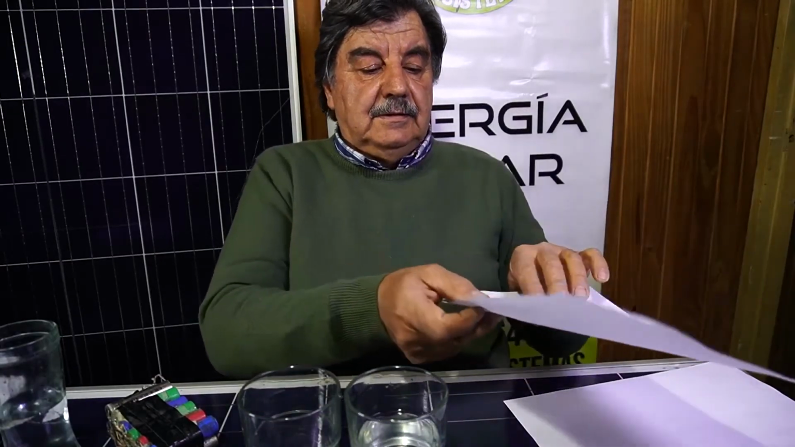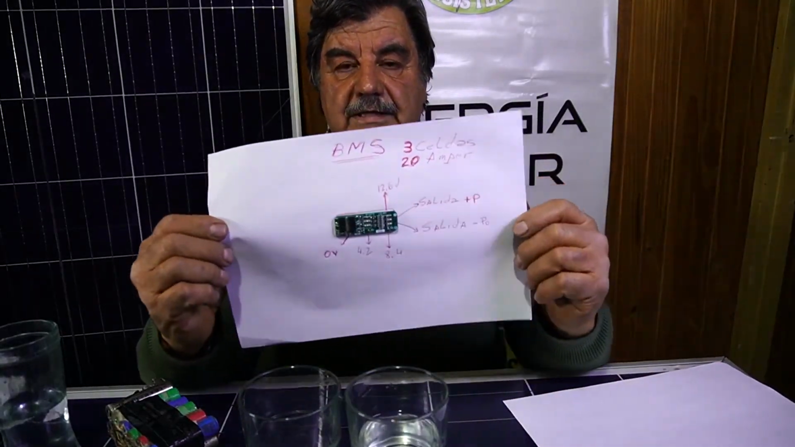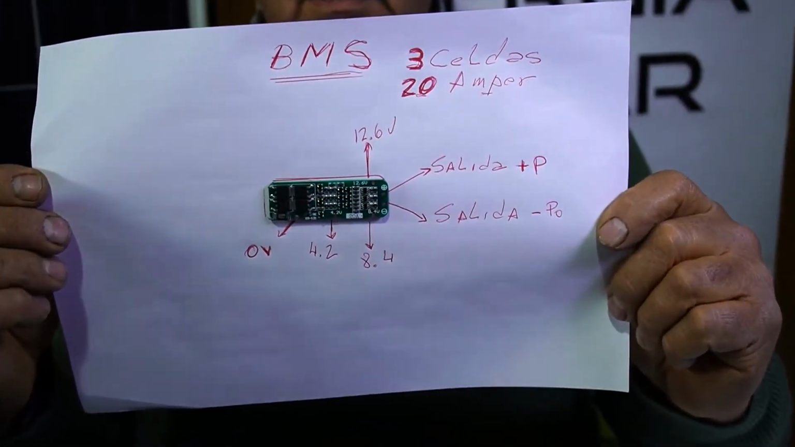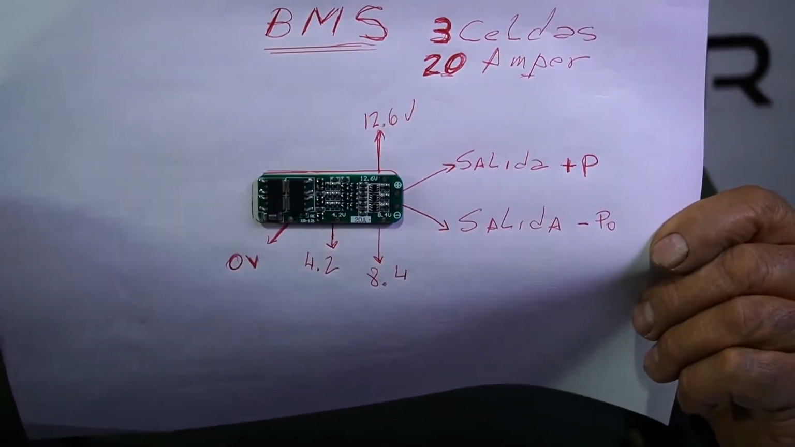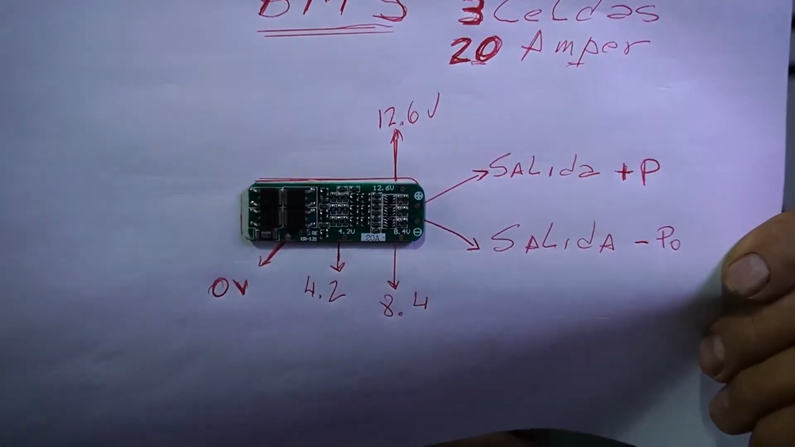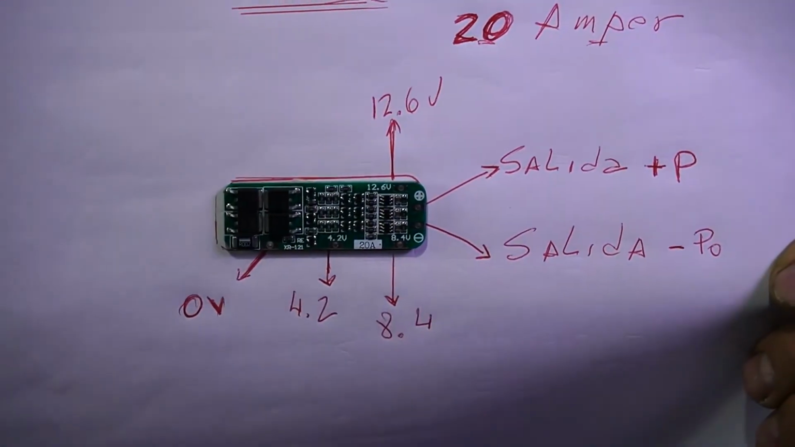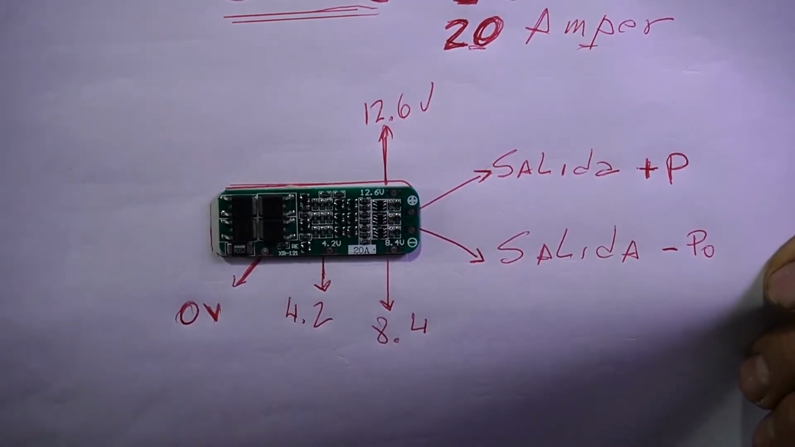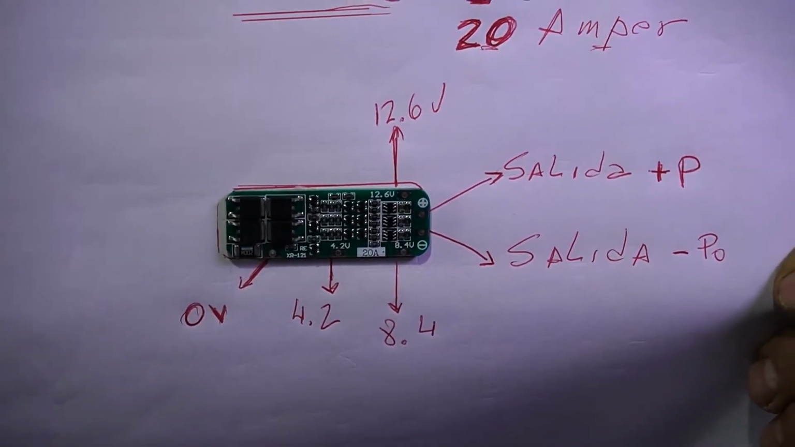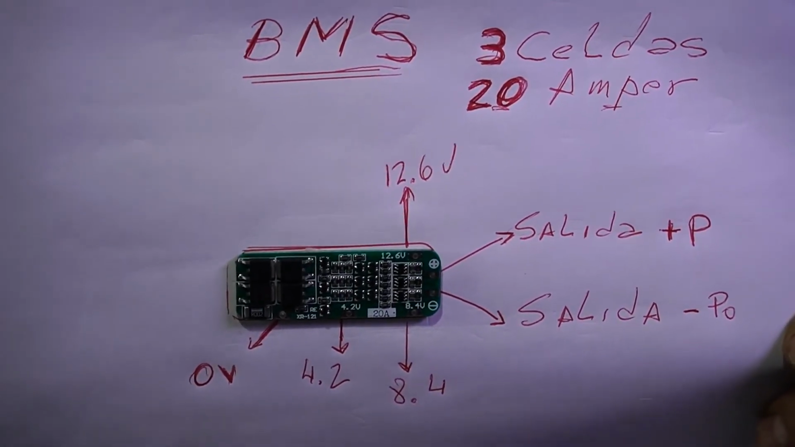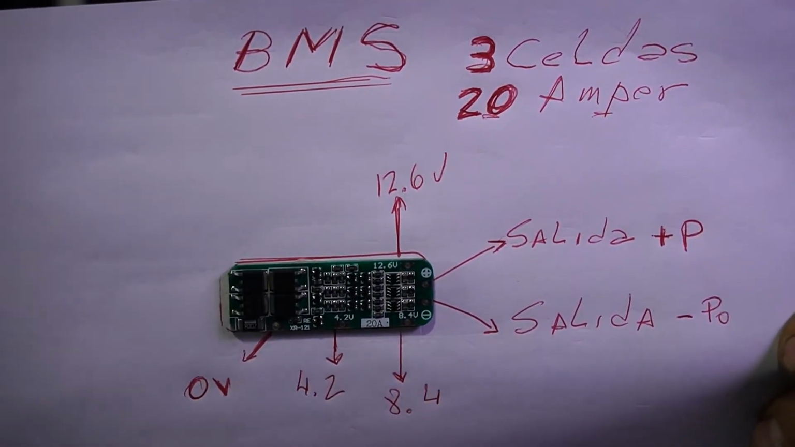Now I'm going to show you a BMS like this. It has 1, 2, 3, 4, 5, 6 connections. One connection is 0 volts, the next, which is the first cell, must have 4.2 volts, the second cell has 8.4, and the third has 12.6.